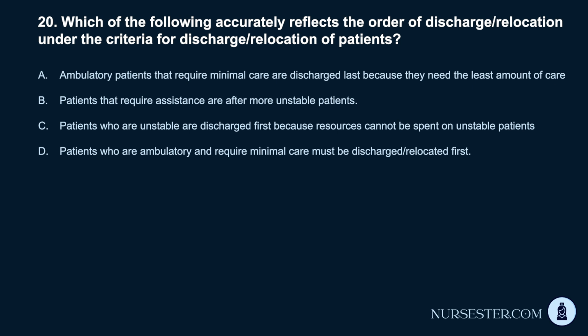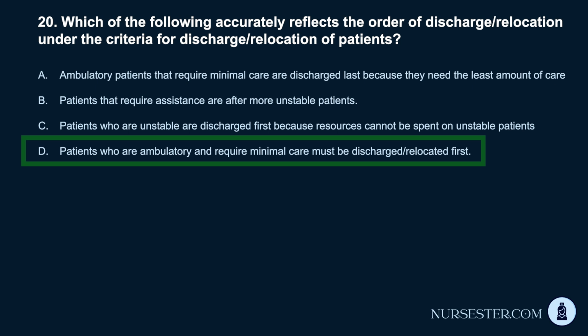B. Patients that require assistance are after more unstable patients. C. Patients who are unstable are discharged first because resources cannot be spent on unstable patients. D. Patients who are ambulatory and require minimal care must be discharged/relocated first. Correct answer, D. Patients who are ambulatory and require minimal care must be discharged/relocated first.